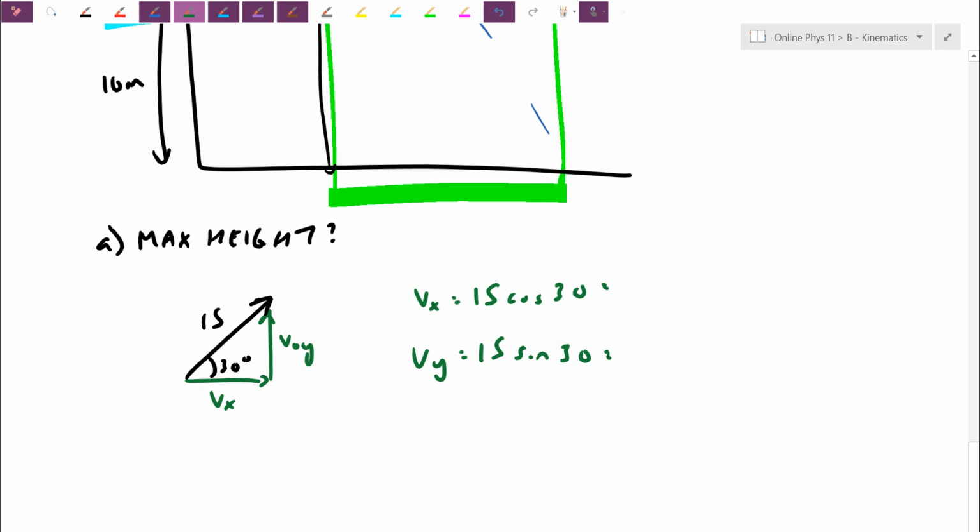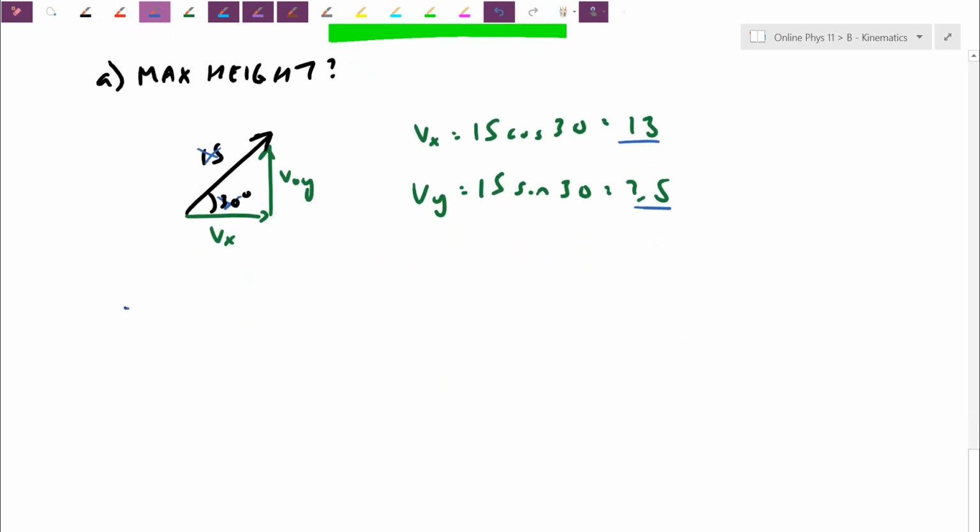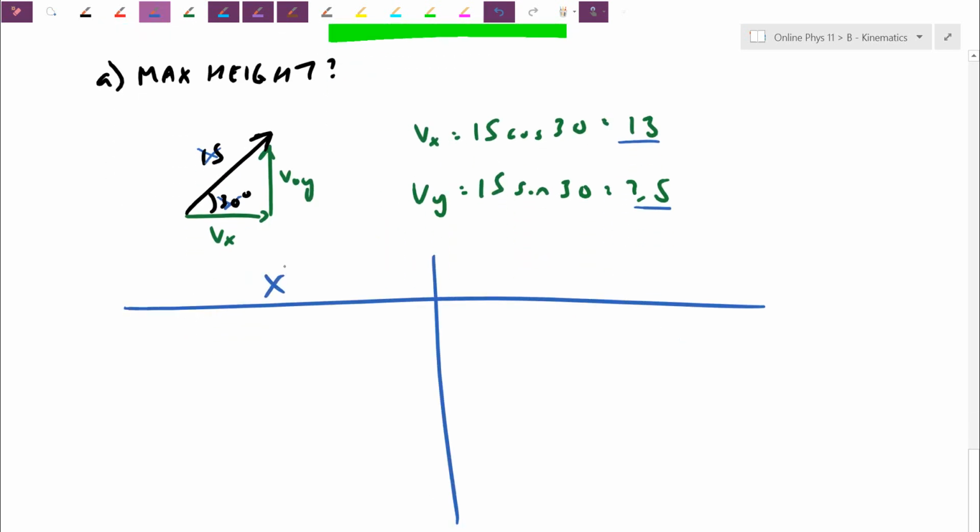15 cos 30, this one is 12.99, so let's say 13. 15 sine of 30, this one gives me here 7.5, right? So those are your velocities. Because I've broken up the diagonal, I don't need the 15, I don't need the 30 anymore. I can actually plug into my columns. If I list for myself variables, what I know about x, what I know about y, I know my velocity in the x is 13, and I know my velocity in the y started off at 7.5. So we have those ones there.